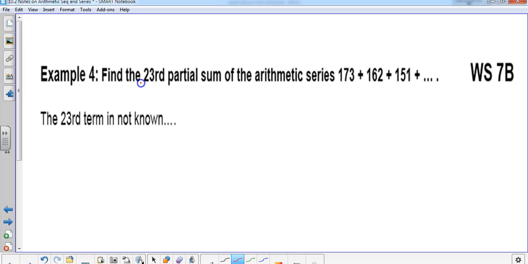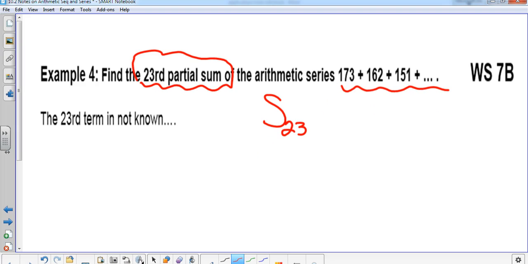This says find the 23rd partial sum. Guys, everybody gets freaked out when they see those words. It just means find the sum of the first 23 terms, okay? That's all that means. But what is tricky about this problem is that we don't know the 23rd term. Well, can we find it? The first term plus the difference. What is the difference, guys? Careful. Negative 11. Everybody all right? It's going down by 11.